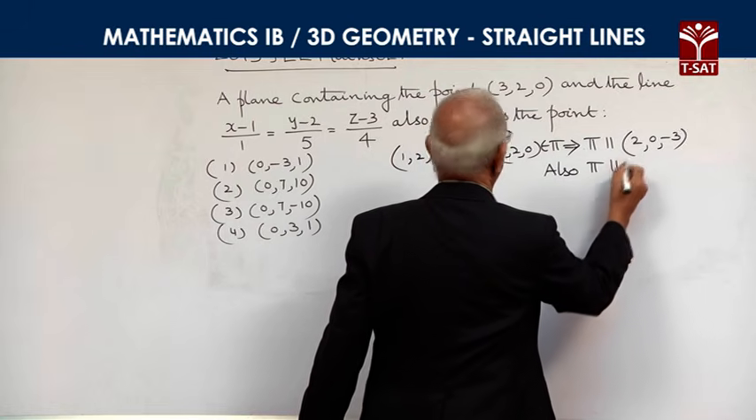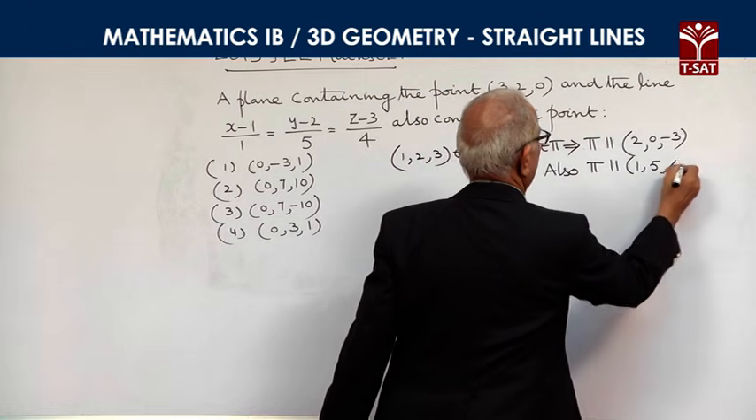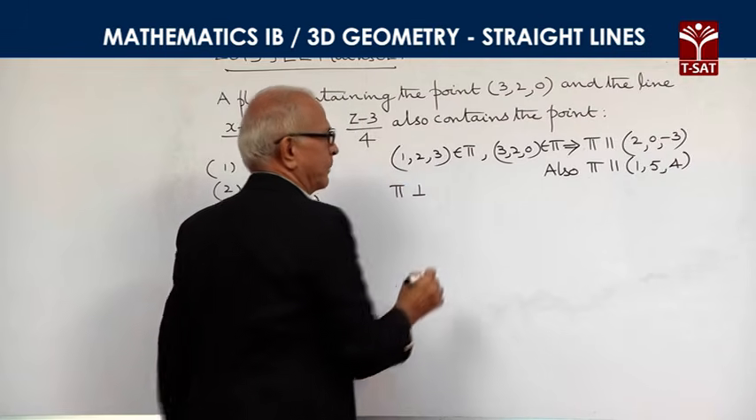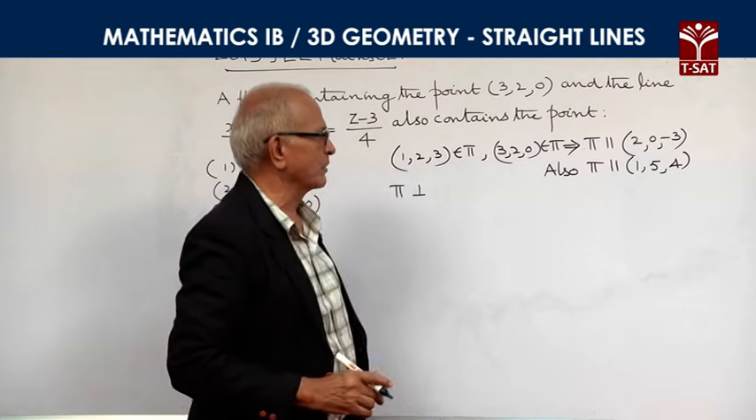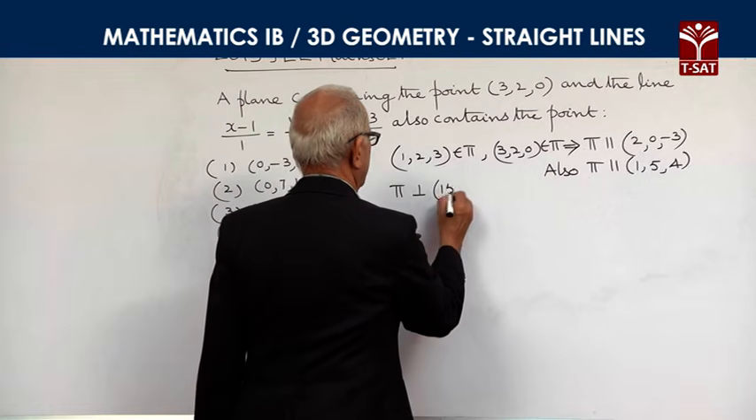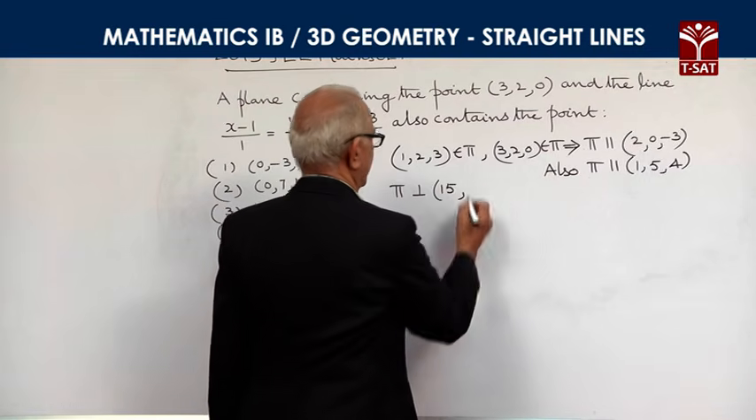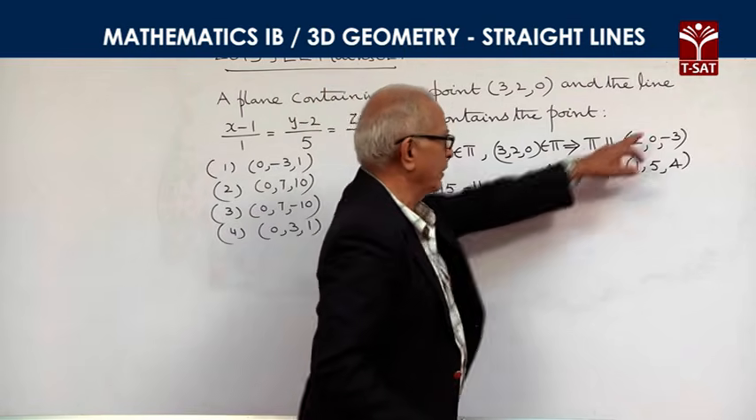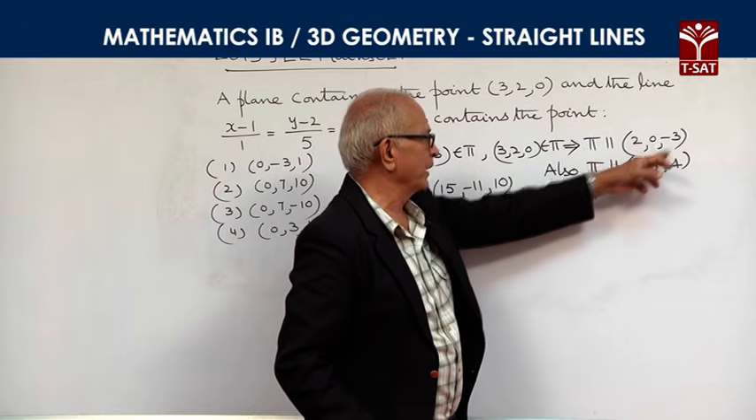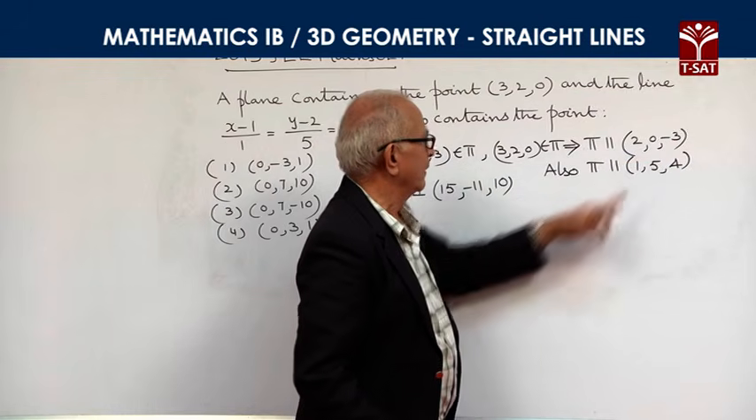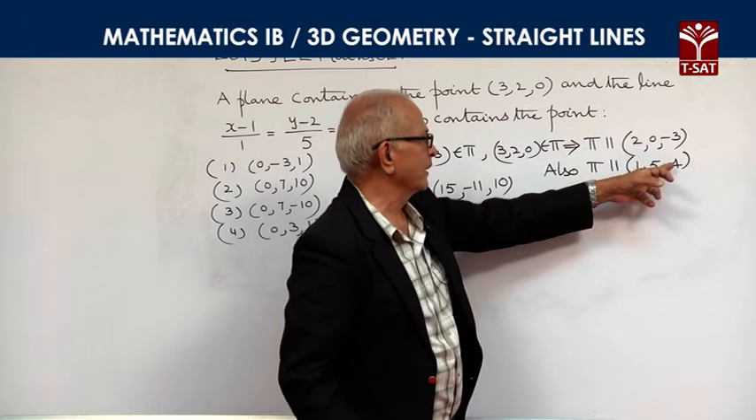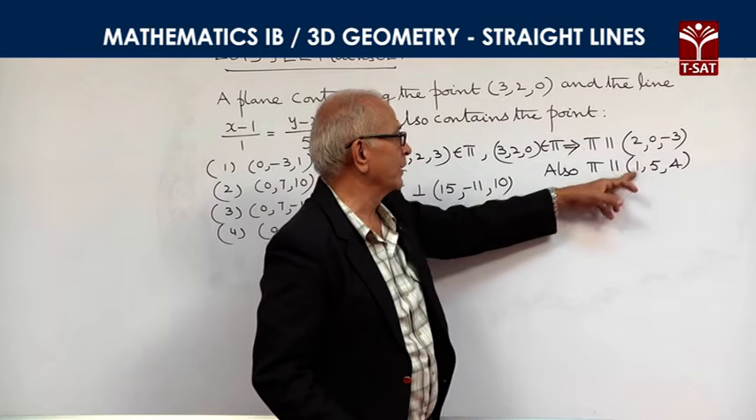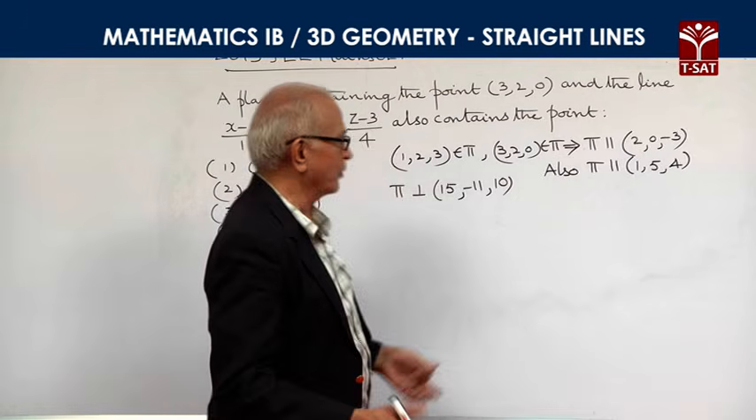Pi is parallel to (1, 5, 4). Therefore రెండింటి నుంచి నార్మల్ వెక్టర్ టు ది ప్లేన్ వచ్చేస్తుంది. Pi is perpendicular to the cross product of these two vectors, which is (15, minus 11, 10). Cross product వేసాను ఇక్కడ. 0 into 4 is 0, minus of product of these two is 15, minus 3 into 1 minus 3, minus 2 into 4 minus 8, minus 3 minus 8 minus 11, finally 2 into 5 is 10 minus 0. I think you know the process.